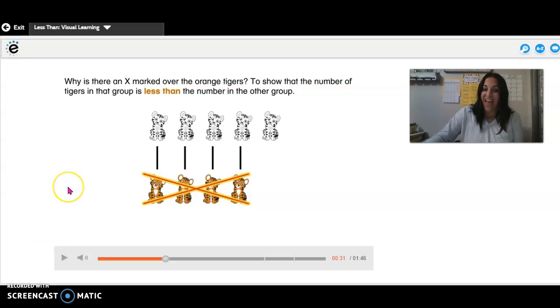To show that the number of tigers in that group is less than the number of tigers in the white group. So yesterday, when we compared the two groups of objects, we circled a group of objects that were greater. Today, we're going to put an X over the group of objects that is less.